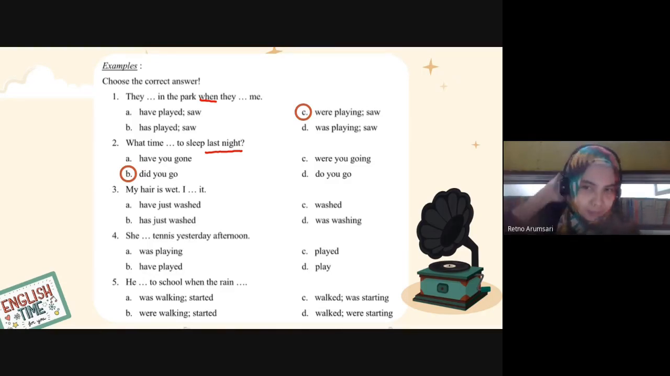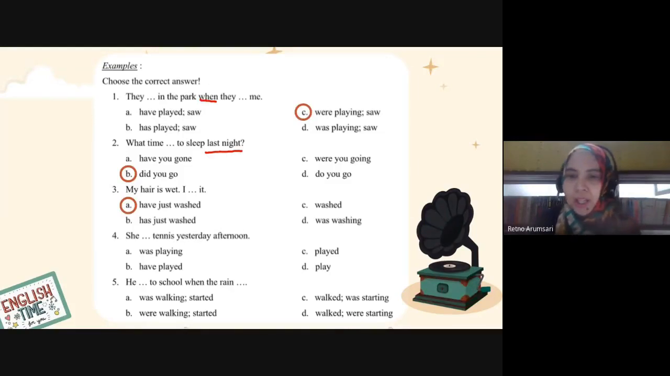Ben Omar. Okay, I have just washed. My hair is wet. I have just washed it. Is that right, 6E? Yes, that's right. How do you know that? You can see the result. My hair is wet. It means that I have just washed it. Good. Thank you, Ben Omar.